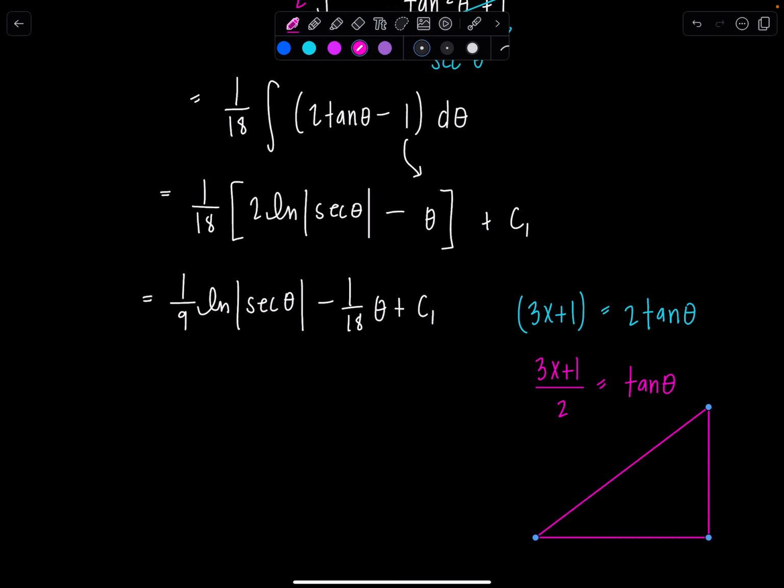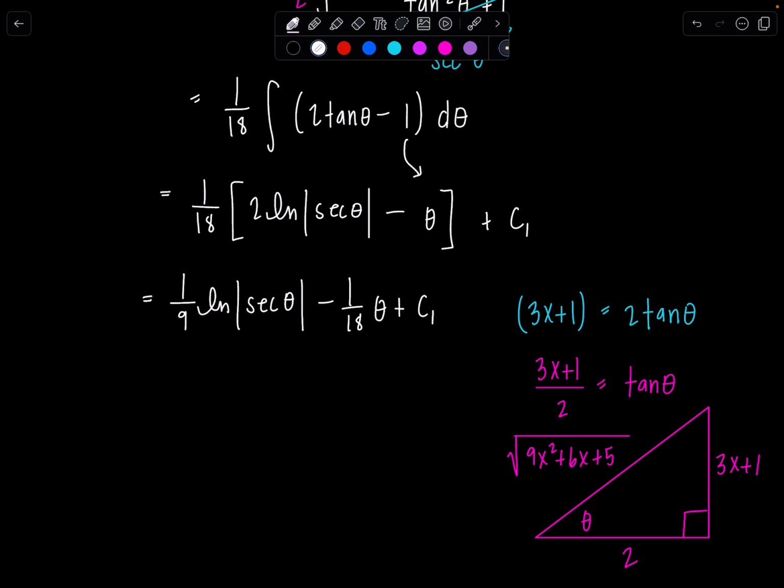Draw your triangle. It doesn't need to be in any sort of proportion, just a right triangle. Tangent theta is the ratio of the opposite side over the adjacent side. And then I can figure out the missing side using the Pythagorean theorem. Notice 3x plus 1, that was in the denominator of our integral originally. If I square it and add 2 squared, I'm going to get back 9x squared plus 6x plus 5. And that, my friends, is no coincidence. Use the triangle now to go back and rewrite everything in terms of x.